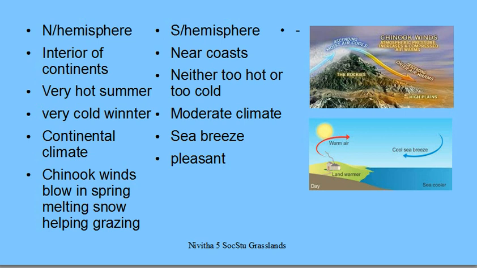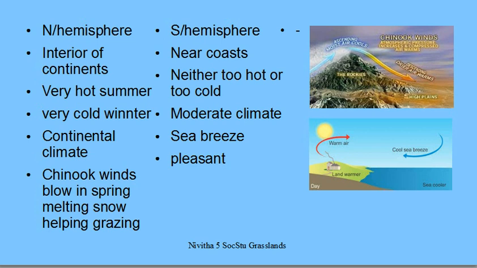In the southern hemisphere, mostly they are found near the coast. The veldts and the downs are found near the coast. They are neither too hot nor too cold. The temperature of the grasslands in the southern hemisphere is neither too hot nor too cold. They have a moderate climate, and the climate is made better by the sea breeze, and so it is pleasant.